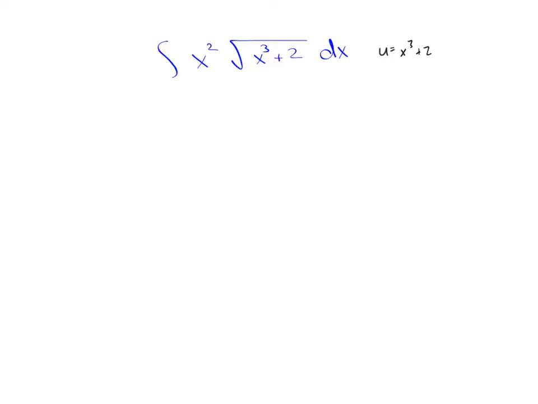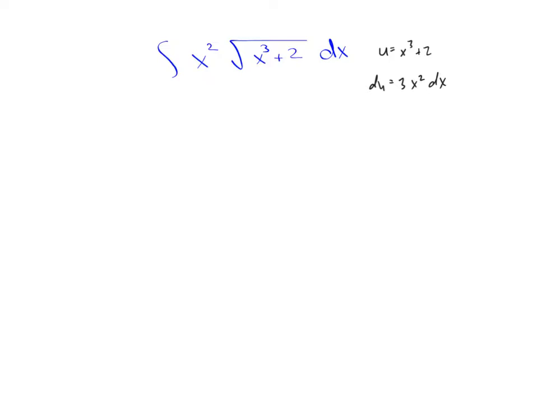That's important. If you take the radical and then you're doing the chain rule within your substitution, that just makes it worse. All right, and then du, the derivative, is 3x squared dx. So that's our u work.